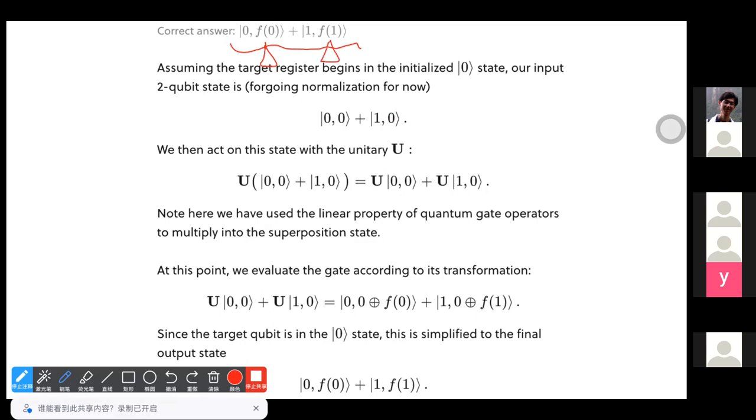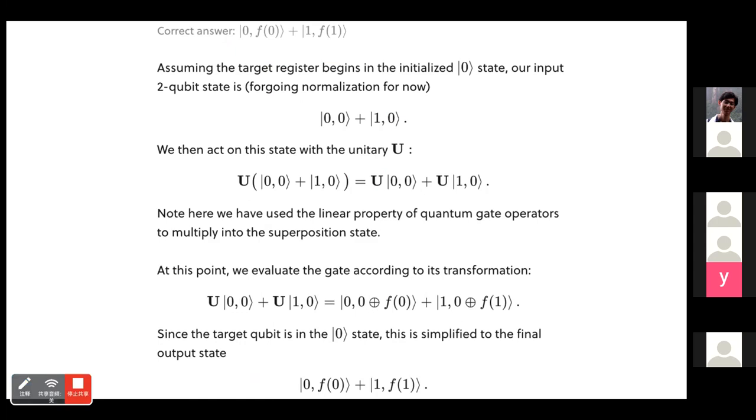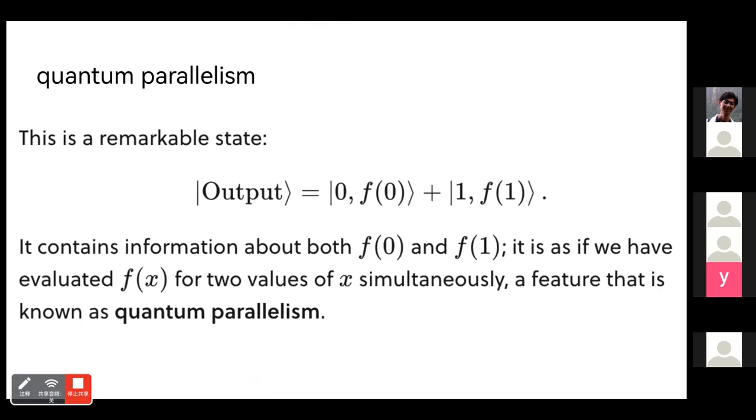Maybe we can go further to see why it is important. It contains information about both F0 and F1. So it is as if we have evaluated f(x) for two values of x simultaneously. This is a feature known as quantum parallelism.